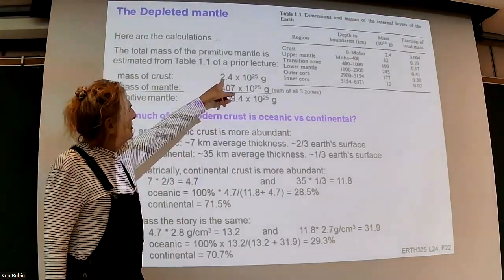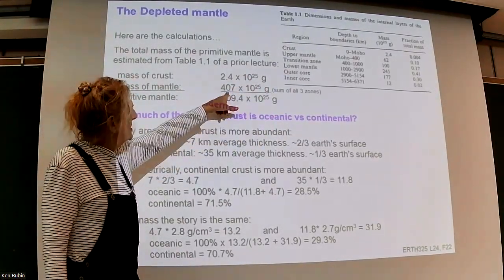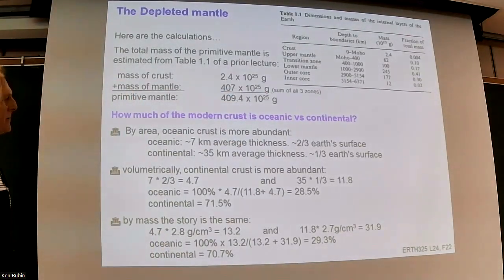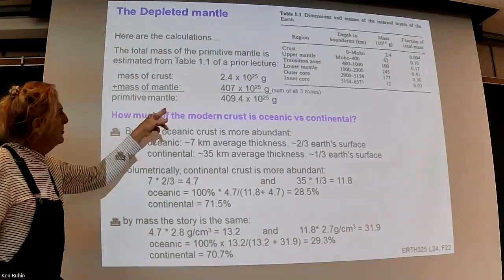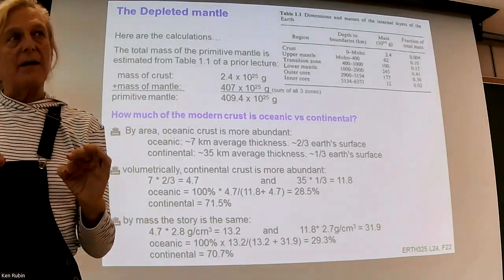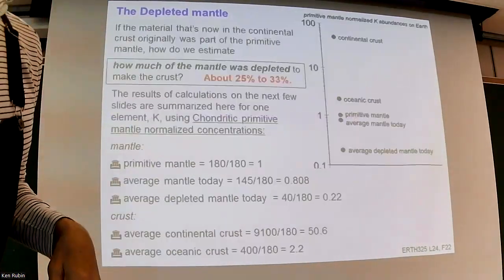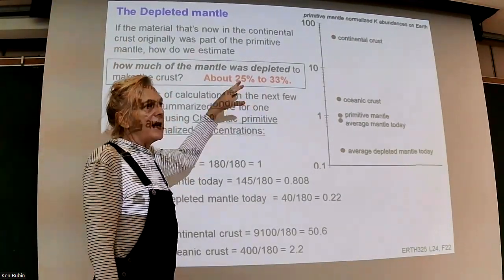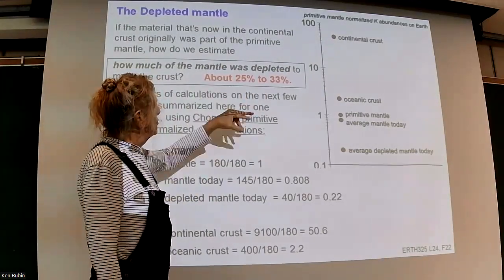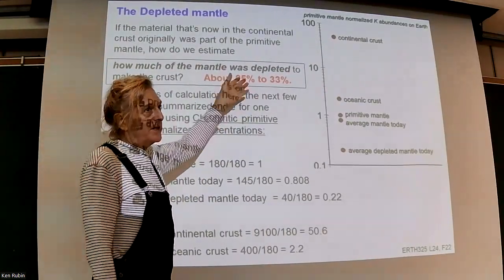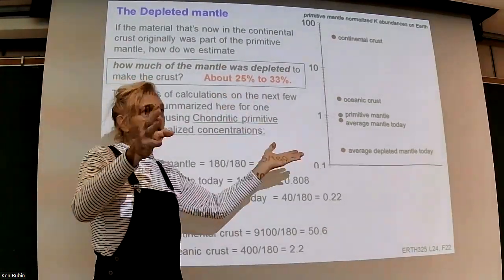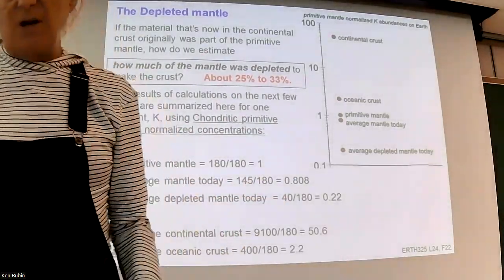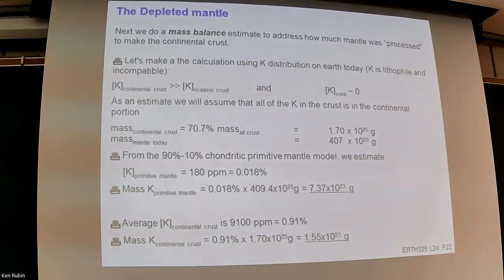So 2.4 times 10 to the 25th grams are in the crust, and 407 times 10 to the 25th grams are in the mantle. So the crust is a tiny percentage by mass, way less than this value, right? So that tells us that as we're making crust, we're stripping out our potassium really effectively. It's just that there's still a lot more crust that could be made from the mantle, right? If we look at the volumes of stuff or the masses, okay?